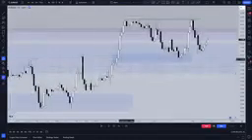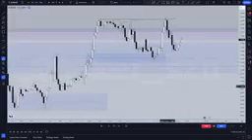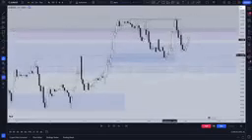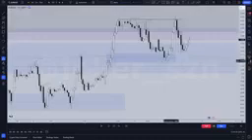So we see we have been trading into that daily fair value gap as well as into the H4 fair value gap we've marked out here. And we also have been trading into this H4 balanced price range level, right, which we have been talking about, which is in alignment, right?